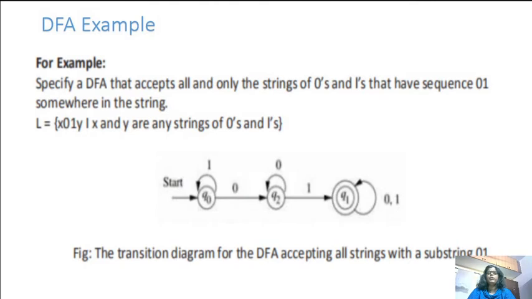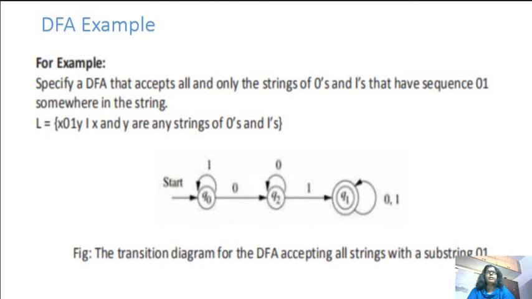So we need to draw the transition diagram for the strings containing zeros and ones that have the sequence 0 1. For that we need to draw the transition diagram. So here this is the transition diagram. 0 1 is a substring.